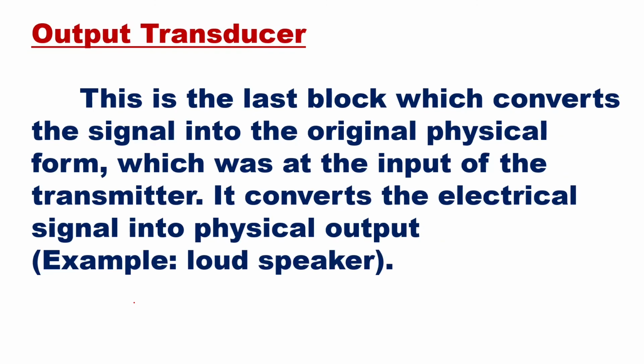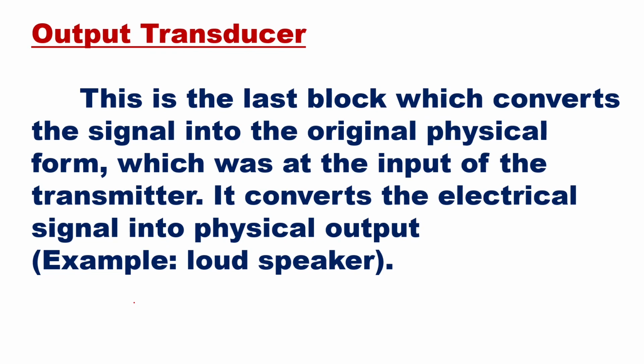Then we have the output transducer. This is the last block, which converts the signal into the original physical form, which was the input of the transmitter. So it will get back your original signal. It converts the electrical signal into its physical output. Say, for example, if you're using a loudspeaker, the electrical signal will be converted into a sound signal. Okay. So this is how the last block works.